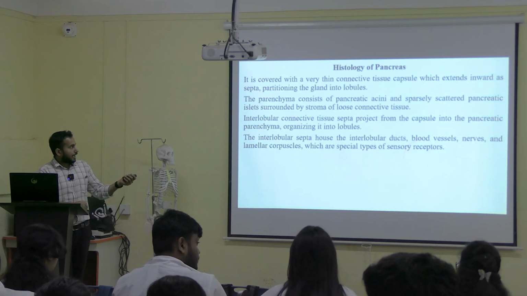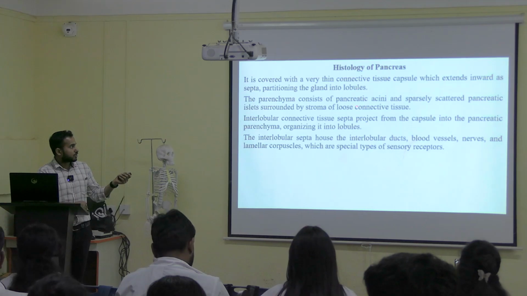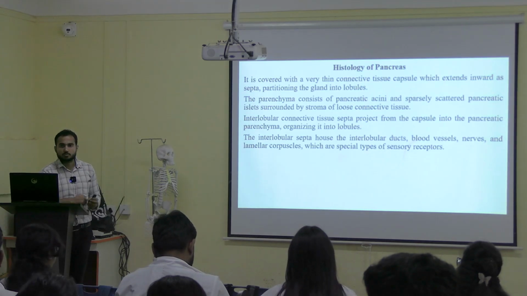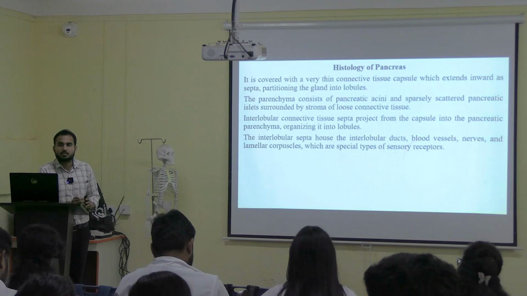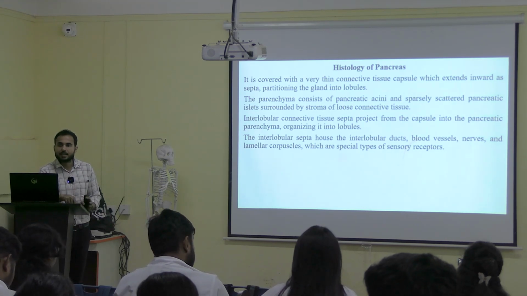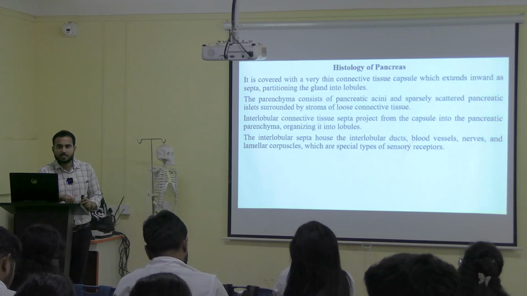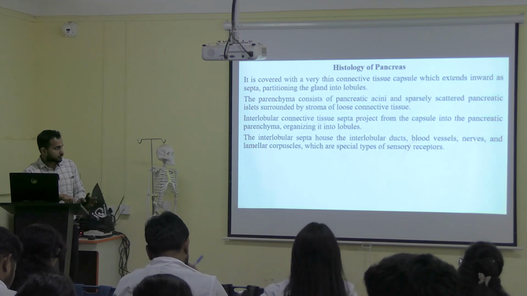Along with the acini, there is a small amount of islets, which are surrounded by stroma of loose connective tissue. That means mostly it is made up of pancreatic acini. Pancreatic acini are the exocrine part of the pancreas, which secretes digestive enzymes.